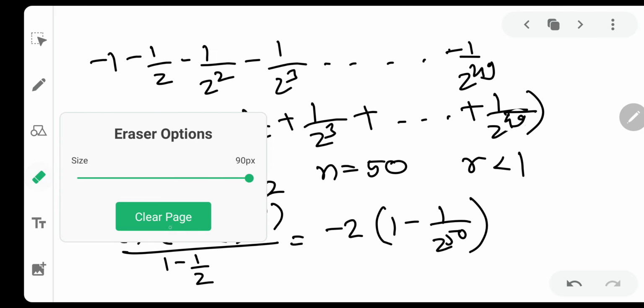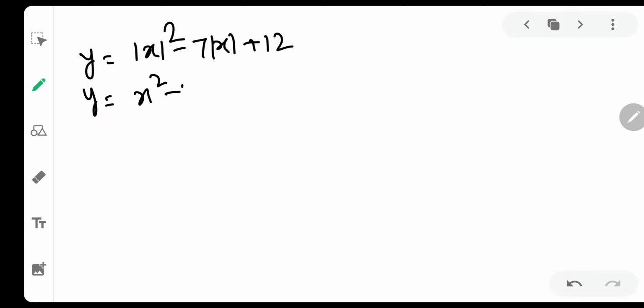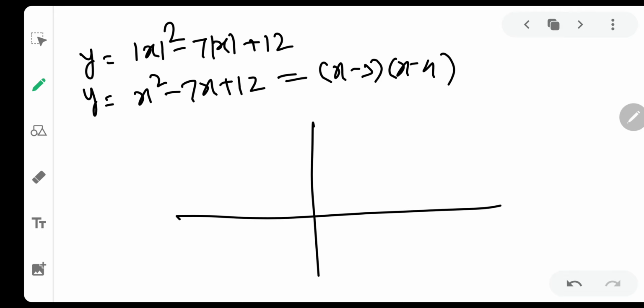Let us try once again, one more graph: mod x square minus 7 mod x plus 12. How will you draw this graph? First of all, you will say x square minus 7x plus 12. Zeros of the polynomial are x minus 3 and x minus 4. So I'll draw a nicer graph now because the earlier graph was not at all good. Something like this, right? Then what will we do?